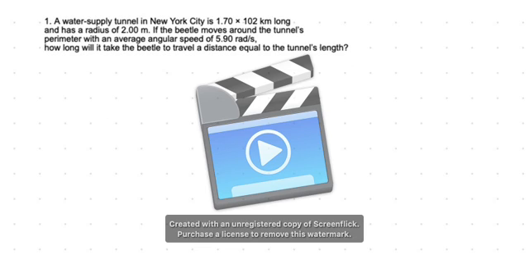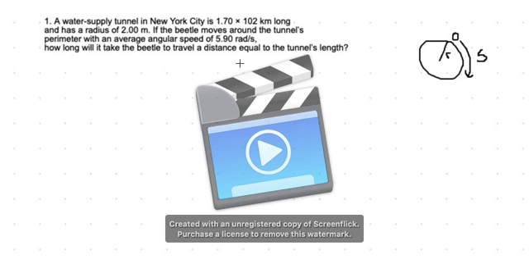Okay, so essentially, let's draw a picture. We've got a circular tunnel. We know the radius of the tunnel. And we've got a beetle that is moving around the edge of the tunnel. He is going to move a distance, which is our S value, equal to the distance of the tunnel. We know the speed that he moves at, and we want to figure out how long, so what is the amount of time that it is going to take him to move this distance.